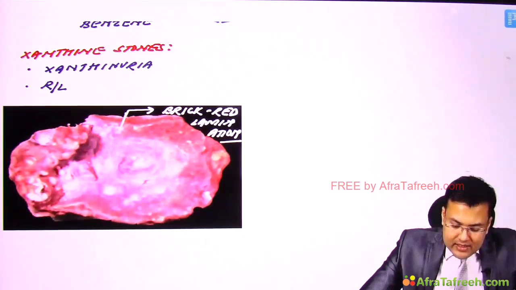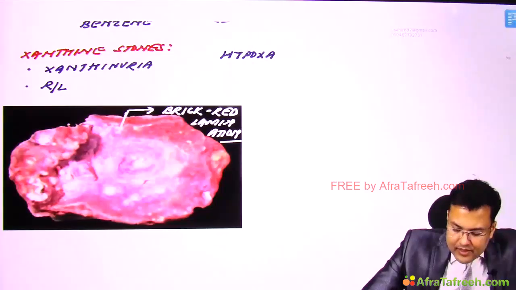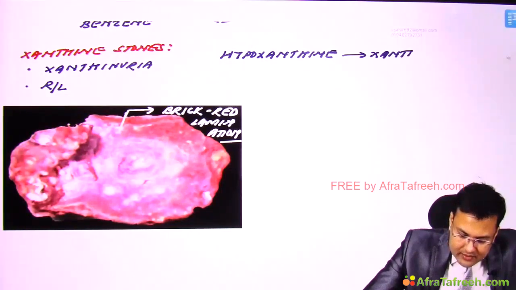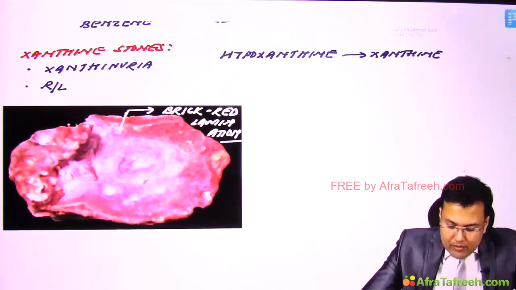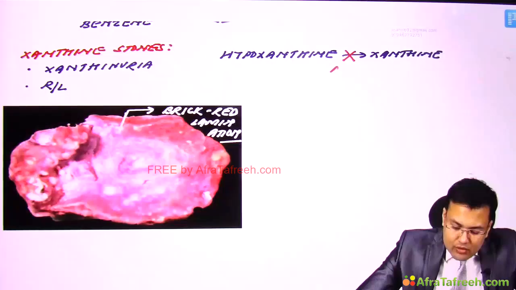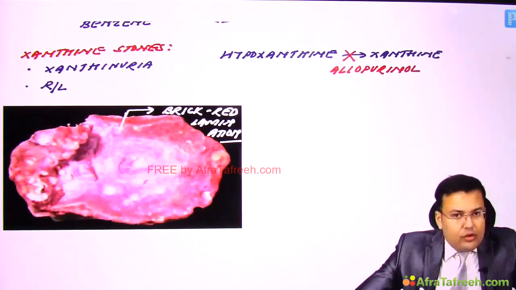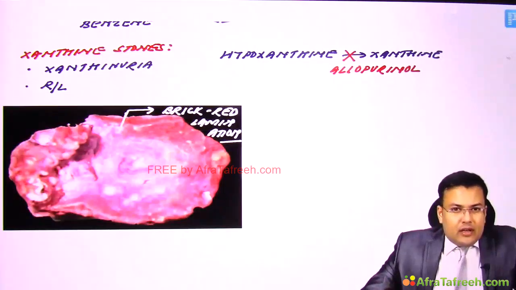Now we discuss this cycle: hypoxanthine is converted into xanthine, and then xanthine is converted into uric acid. Simple. And there was one drug which was blocking both of the steps. So obviously which drug can you use in this stone also? We can use allopurinol. So in this stone also you can use allopurinol.